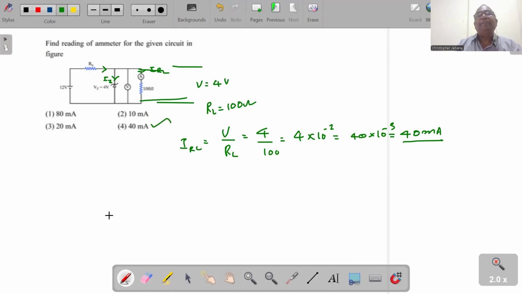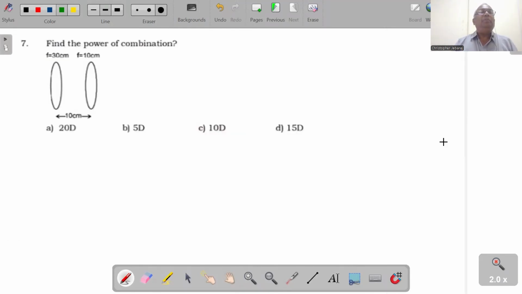So it's a continuation of the previous question, which was asked in JEE in the morning. In the afternoon, this question was asked. The power of combination: both are biconvex lenses, one having a focal length of 30 centimeter, another having a focal length of 10 centimeter. The distance between the two lenses is given as 10 centimeter. We want to find the combined power. You know the formula to calculate the power? Combined power is equal to P1 plus P2 minus D into P1 P2.